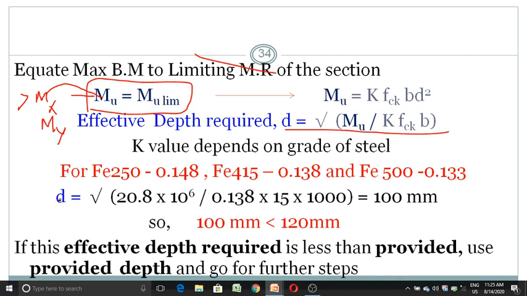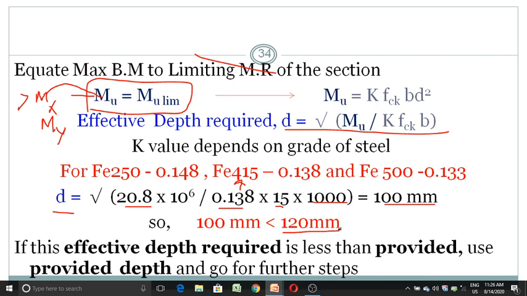By using this formula, after rearranging the terms, we substitute the values. We get small d equal to the square root of 20.8 into 10 power 6 divided by k, a factor of 0.138. It depends upon the grade of steel. As we are using grade of steel Fe415 and the grade of concrete is M15, 15 Newton per mm square is the characteristic compressive strength, and it is 1000 mm width of the slab. Finally, if you calculate, we will get 100 mm as the minimum depth required to resist the maximum bending moment, and our assumed is 120 mm.